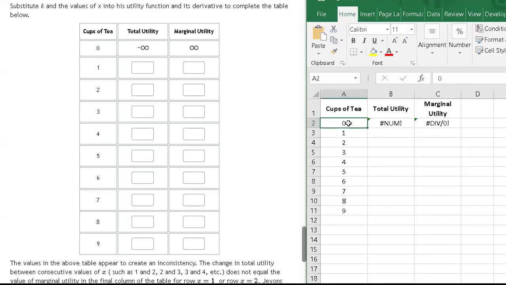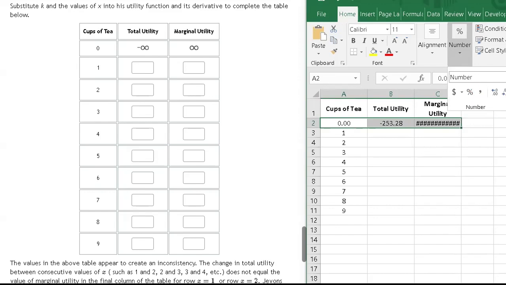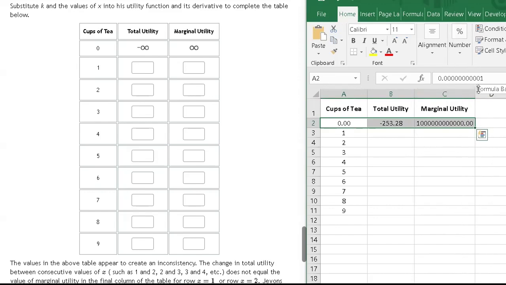So the best way to think about the negative infinity and the positive infinity here and here is to replace this with a small number. I'm going to try 0.000000001. That's pretty close to zero, right? I'm going to change all of these from scientific notation to regular number notation. And then I'll double click this to show you what's going on here.